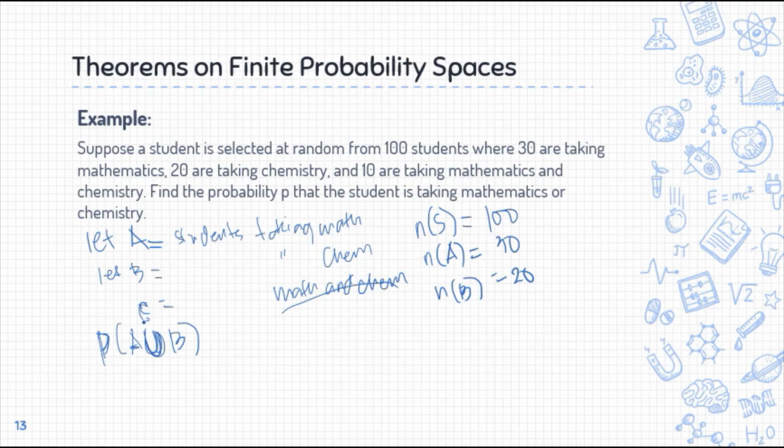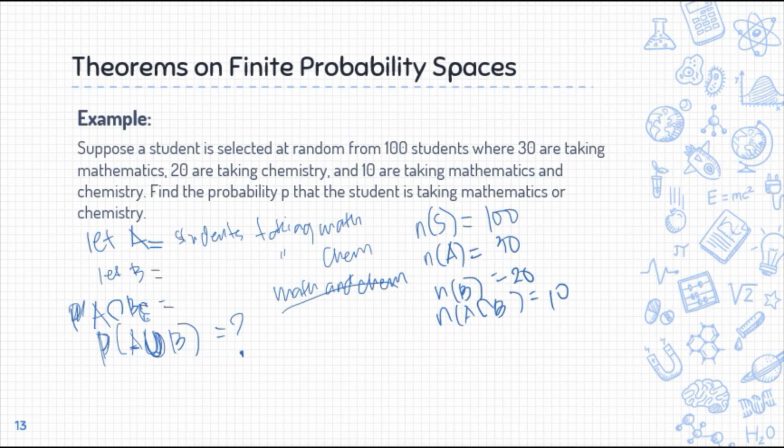Going back to what we said earlier, "and" is actually an intersection. So this is basically A intersection B. So n(A intersection B) is equivalent to how many? 10. Okay? So what we need to find is the probability P of this. This is our unknown.